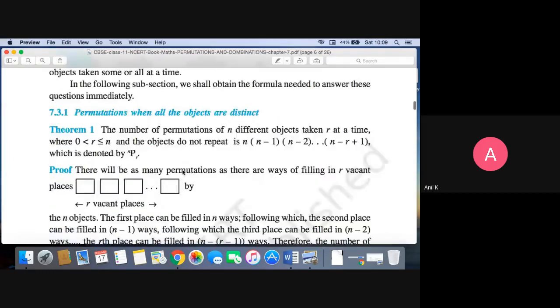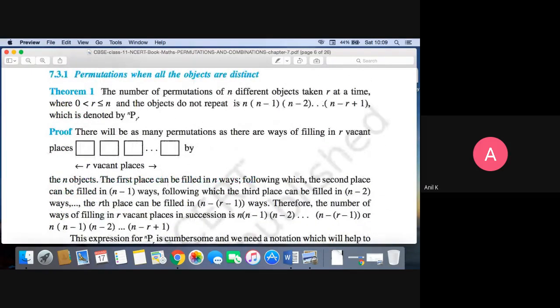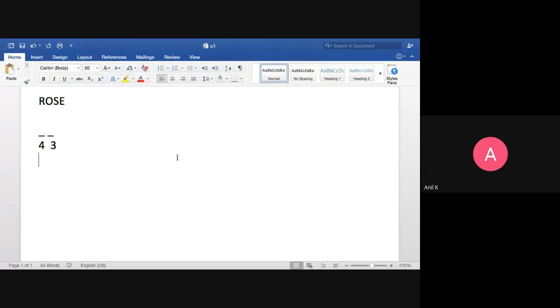So now the formula arises for permutation. For example, if we have n objects, the number of permutations of n different objects taken r at a time. What does r represent here? The r value may be 0, greater than 0, or less than or equal to n. It may be equal to n or it has to be less than n. So the formula for r, let me type here. You have n objects. Out of n objects, you have to select r.